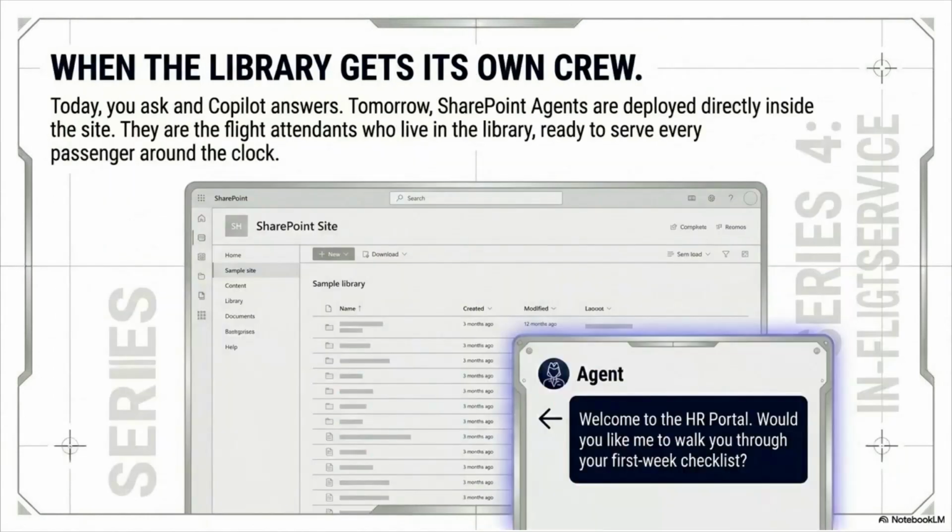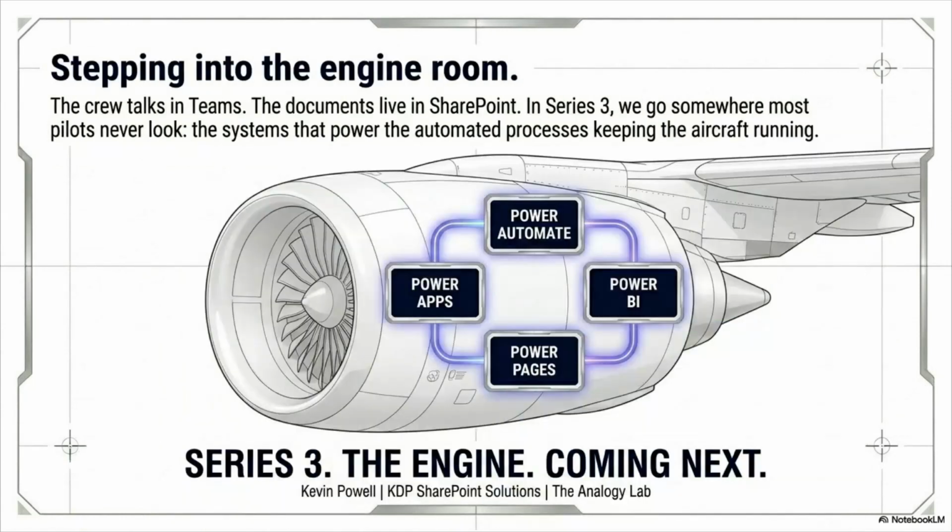When the library gets its own crew. Today, you ask and Copilot answers. Tomorrow, SharePoint agents are deployed directly inside the site. They are the flight attendants who live in the library, ready to serve every passenger around the clock. Look at what is on screen. A SharePoint site with an agent chat pane open. The agent says, "Welcome to the HR portal. Would you like me to walk you through your first week checklist?" The passenger never raised their hand. The agent was already there. That is Series 4. Coming next, stepping into the engine room.